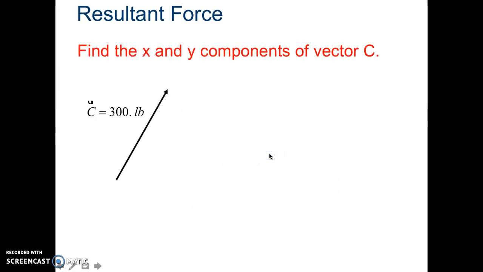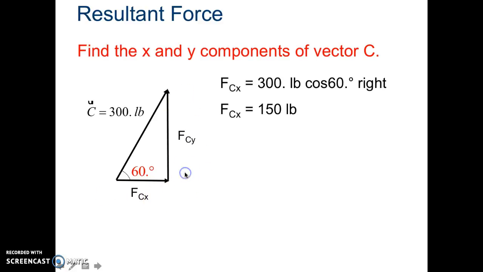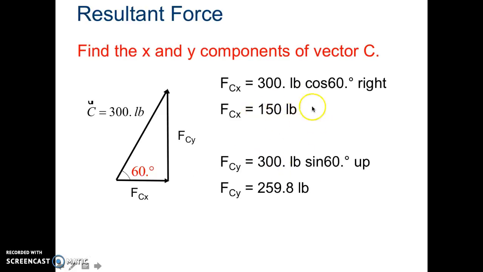So let's start with the first one. We know that it's 60 degrees and that it's pulling up. The hypotenuse is 300 pounds. So then we can find the force on the x and the force on the y. Do our sine, cosine. We find out that it's pulling 150 pounds along the x-axis and 259.8 pounds up on the y-axis for this cable C.